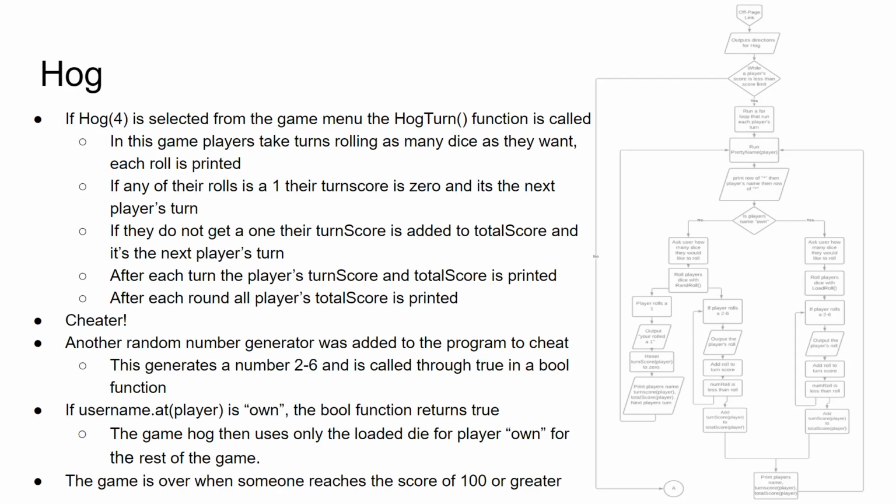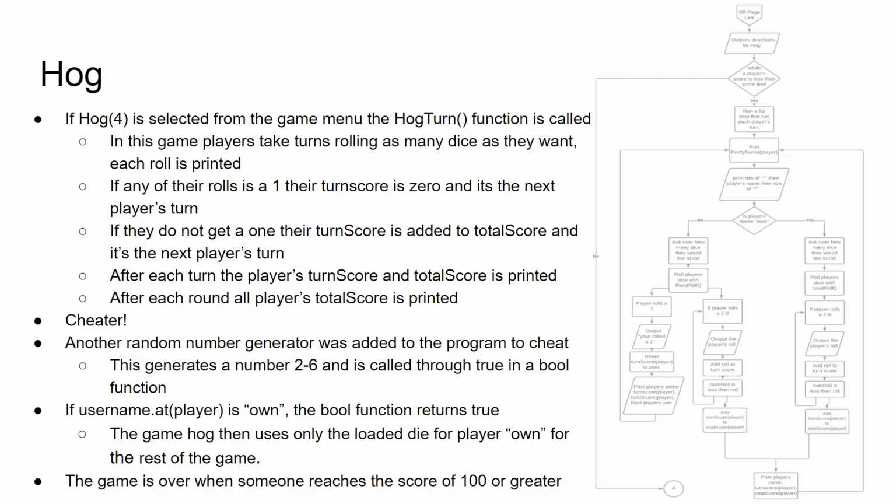Hog is another variation of Pig. The turn score still resets at 1, and the first to 100 wins. In this game, players get to choose how many dice they would like to roll. The more dice you roll, the more likely it is to get a 1. If a player gets a 1, it resets the turn score.